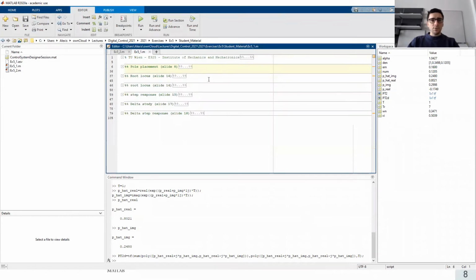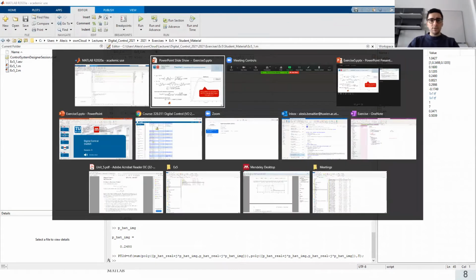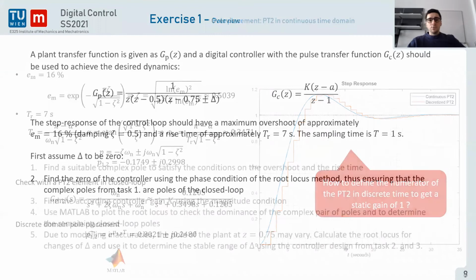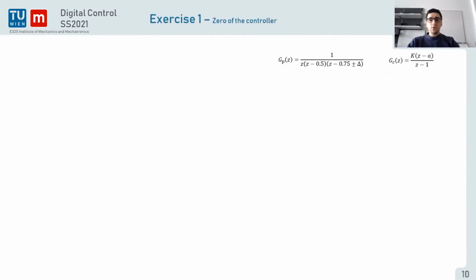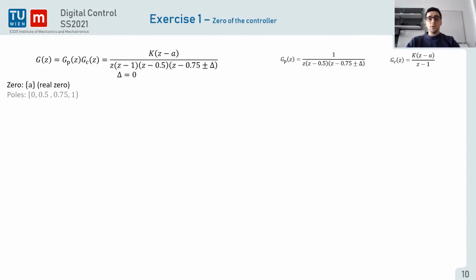Now let's move to the important topic for today's lecture, which is the root locus. Now we know what the specifications are, we just transformed the specification into poles location. And from this poles location, we're going to use the root locus method to define the zero of the controller and the gain of the controller. So the first step we're going to do is design the zero of the controller.